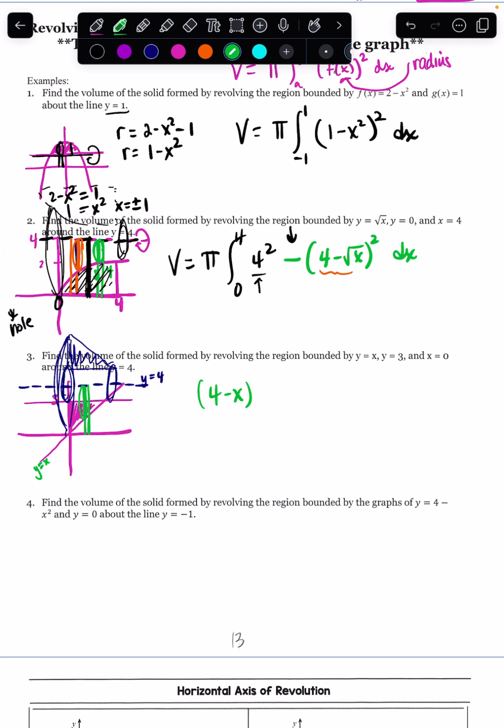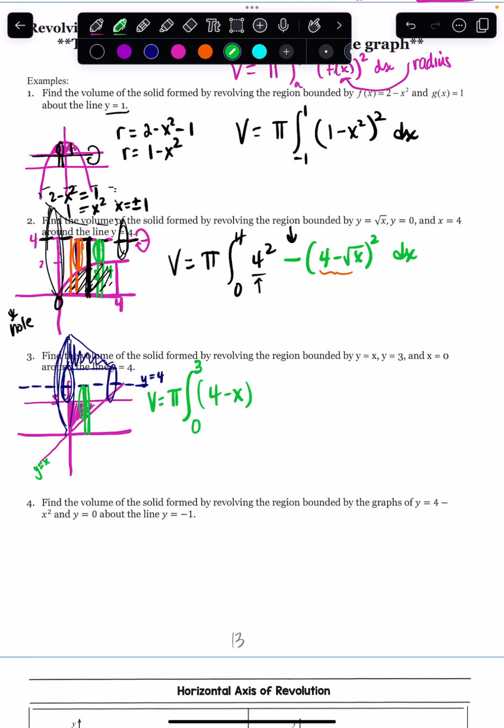Okay, and then, gosh, I didn't even start. Okay, hold on. Pi, your integral. What are your bounds here? You have y equals 3 and y equals x. So therefore your bounds are from 0 to 3.